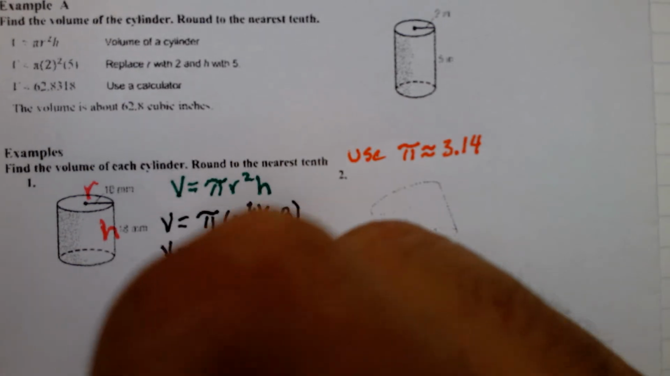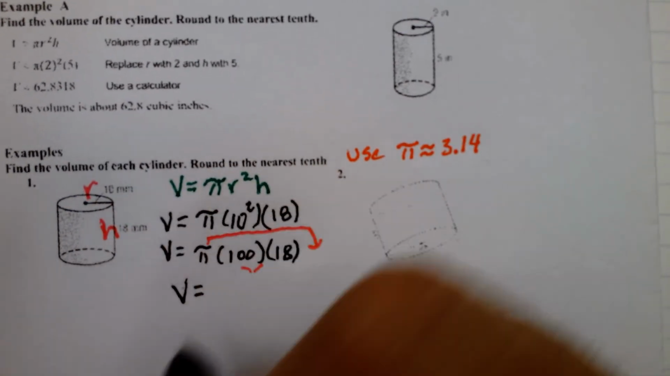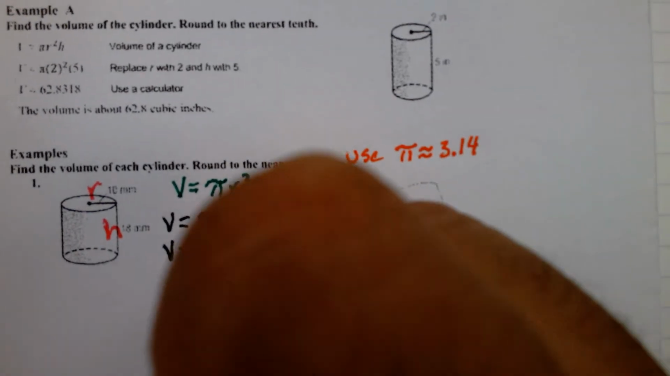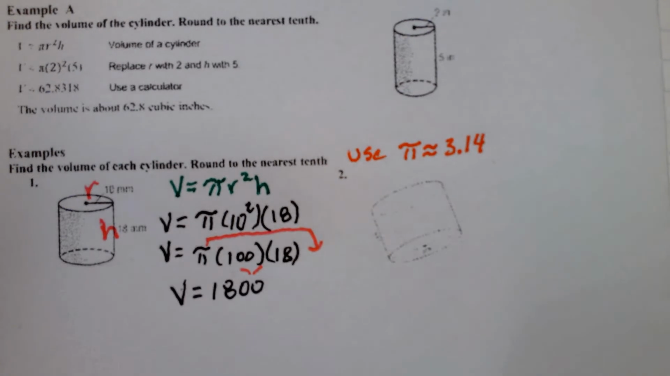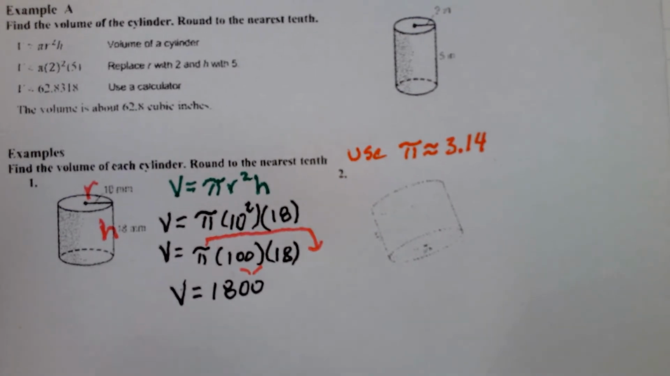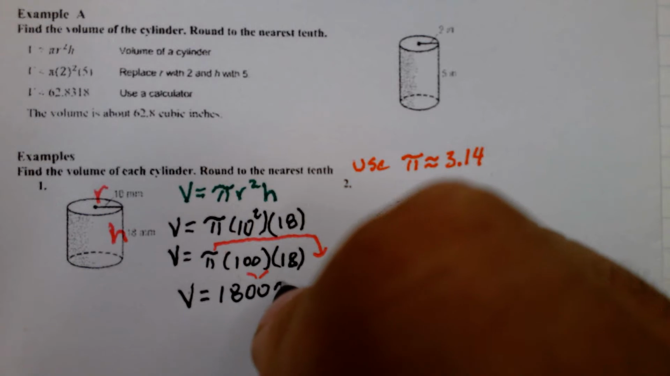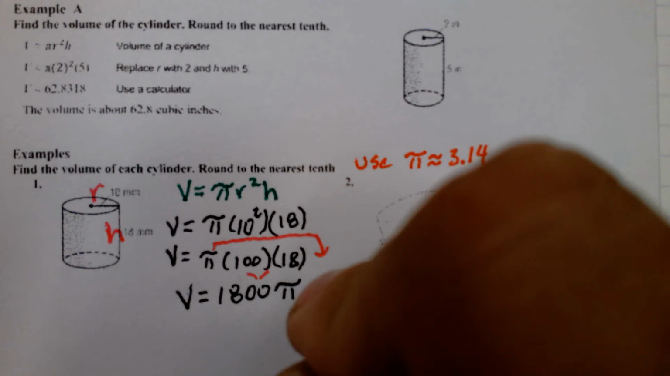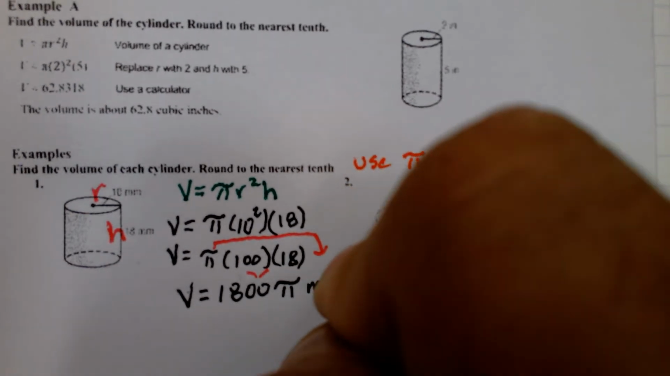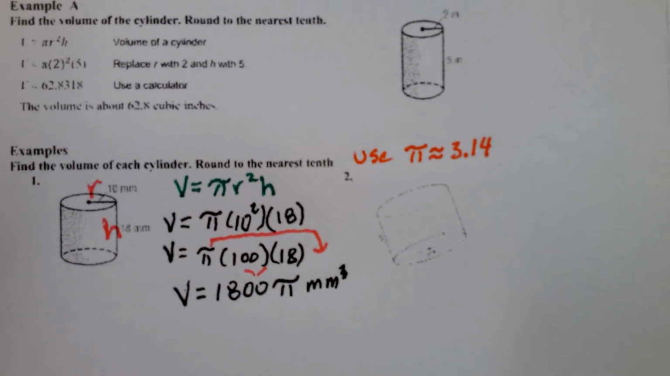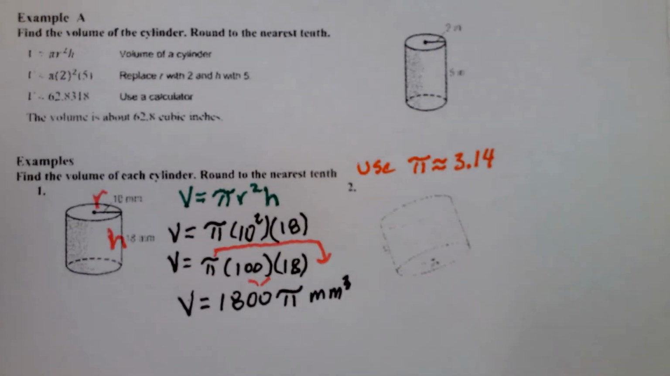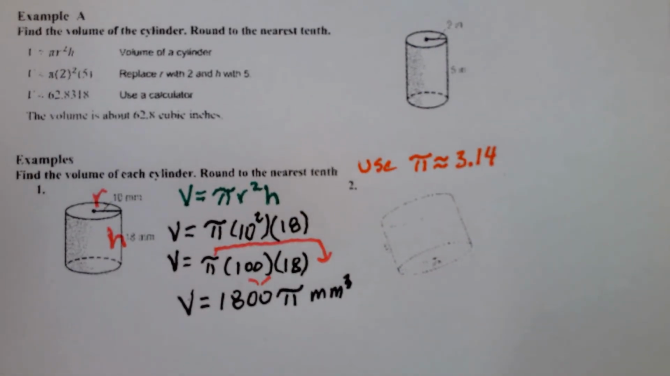So let's do that. If I do all that, my final answer for the exact answer is, what's 100 times 18? It's 1,800. And what do I put at the end? Pi. This, and the units. We have units, millimeters. So this is my final answer. 1,800 pi cubic millimeters. And we talked about this before. Is this an exact or an approximate answer?